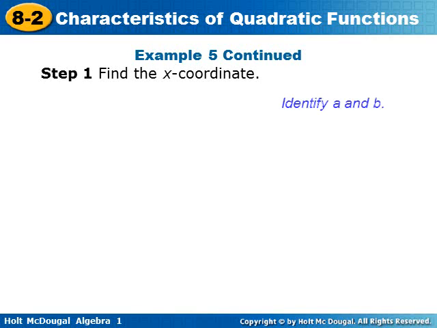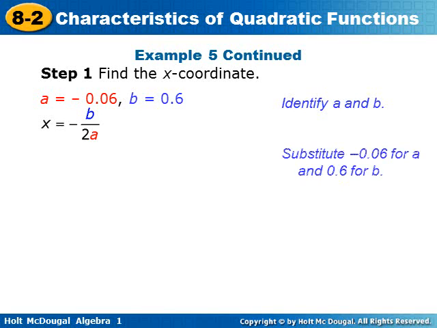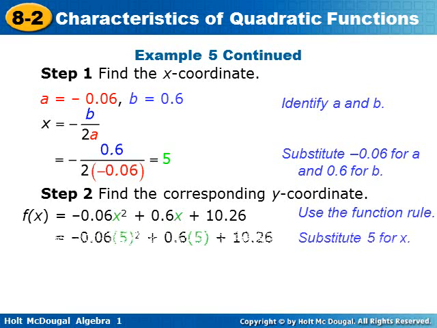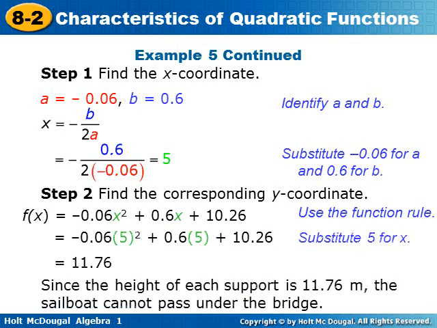Step 1 is to find the x-coordinate. So we're going to use, since we don't have a graph, the axis of symmetry equation. We're going to identify a and b. So a is negative 0.06 and b is 0.6. And we're going to plug them into the equation x equals negative 1 times b divided by 2a. So we're going to substitute in 0.6 for b and negative 0.06 for a and reduce, and we end up with 5. So the x-coordinate for the vertex is 5, and then we're going to find the y-coordinate by plugging 5 back in for x to the original equation and solving for y. We end up with 11.76. Since the height of each support is 11.76 meters maximum, the sailboat cannot pass under the bridge.